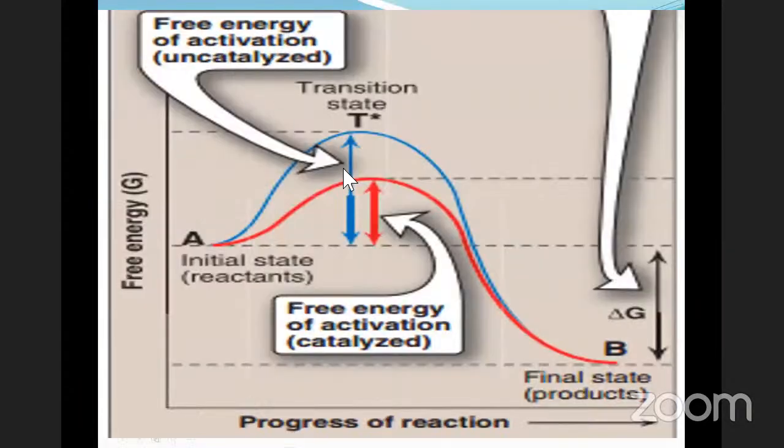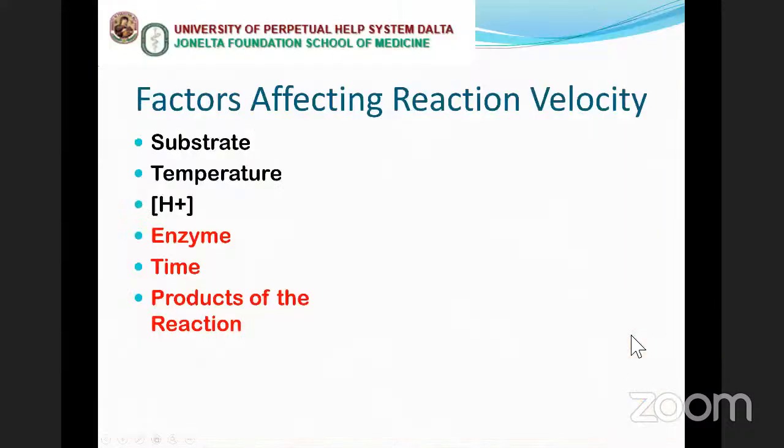Okay. So this would be our diagram. Your initial state would be your A. At the transition state, if it's uncatalyzed, it would follow the blue curve. If it has enzymes, it will follow the red curve. Thereby, you have a lower energy of activation, proceeding to your final state of products. That difference would be your delta G, or the energy produced.